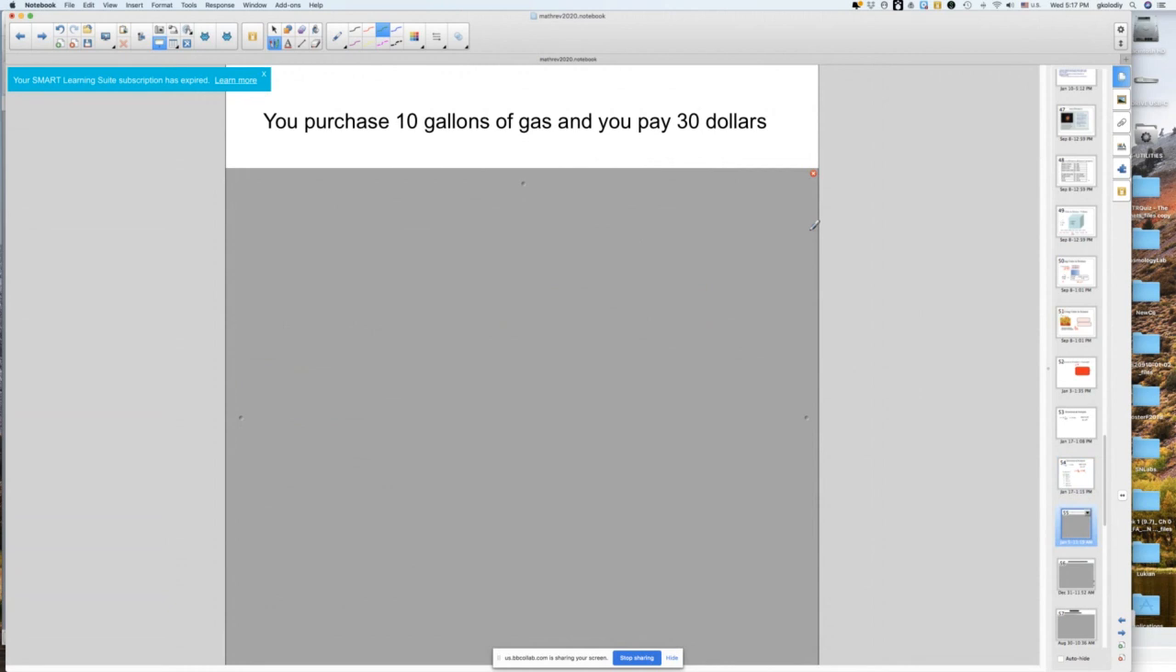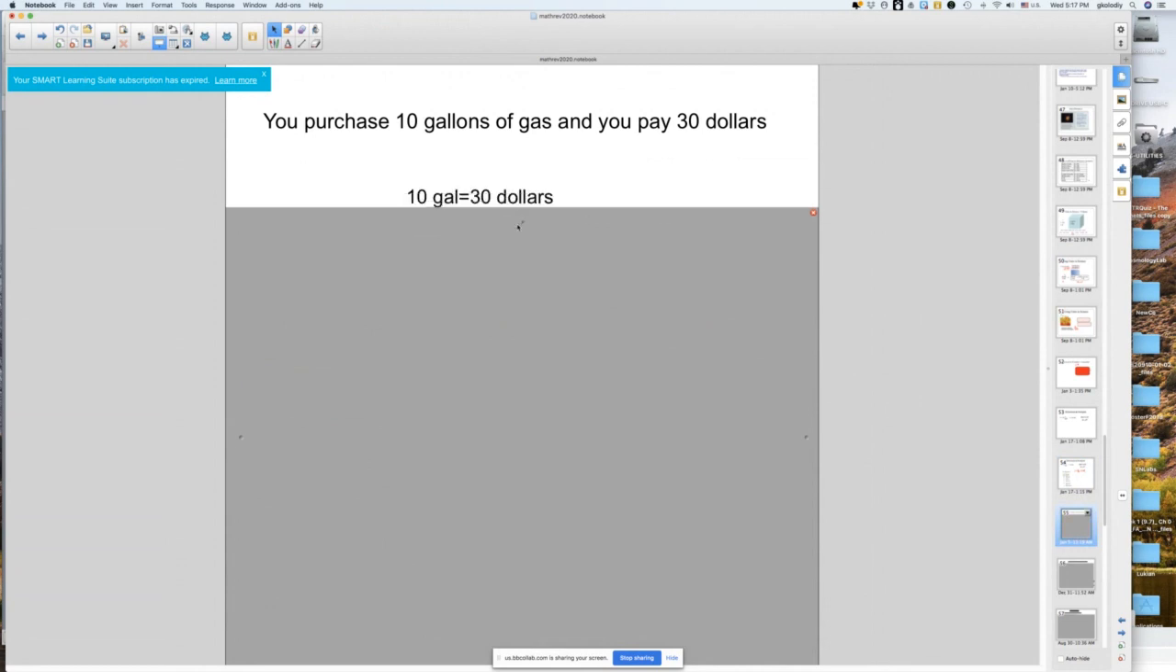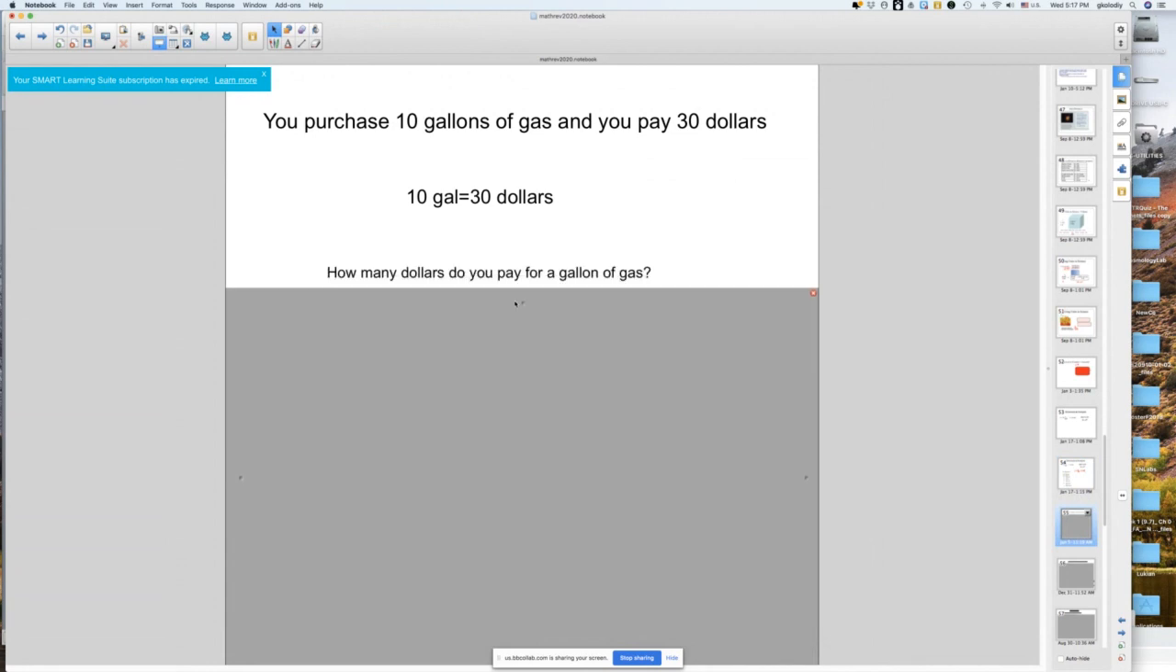Supposing you purchased 10 gallons of gas and you paid $30. And I have a question for you. Number one. So 10 gallons equals $30. This is what's called a conversion factor between gallons and dollars. How many dollars do you pay for a gallon? Well, dollars per gallon. So you're going to take dollars.